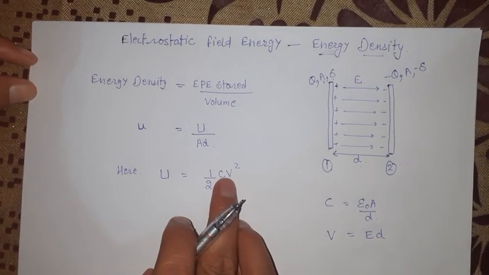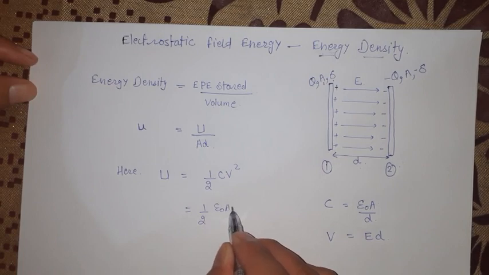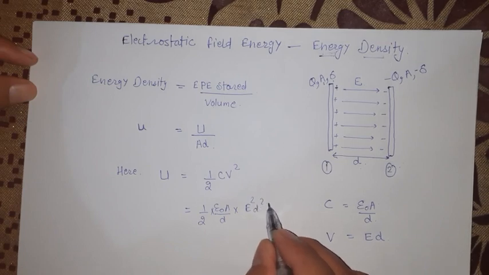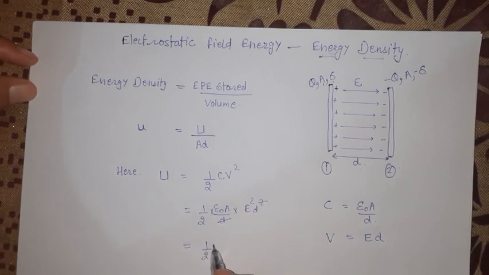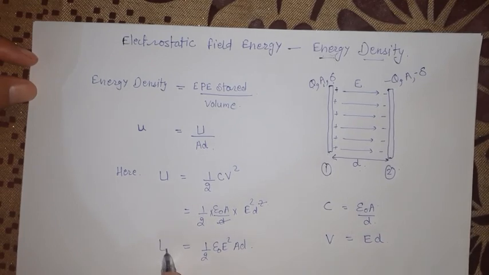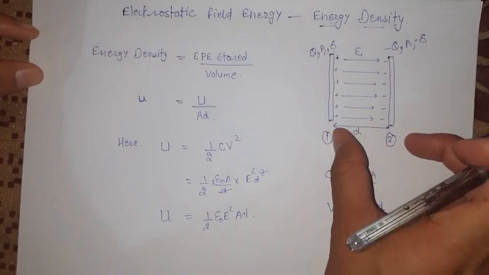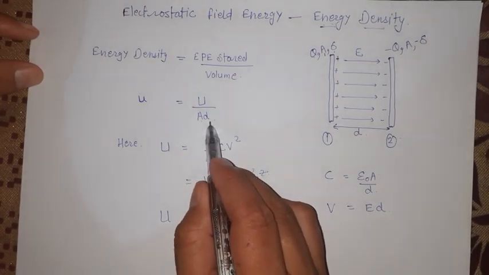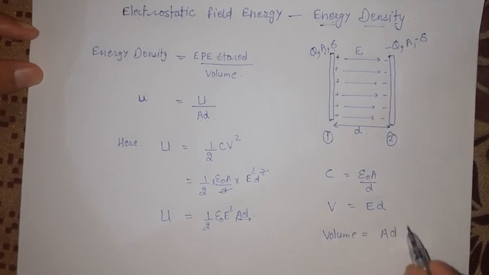Now put these values over here. Thus I will have 1 by 2 into epsilon naught A by D into V square, that is E square D square. This D and this power will cancel. So I will have over here 1 by 2 epsilon naught E square A D. This is the electrostatic potential energy of this capacitor, over the total volume. And AD, as we wrote earlier, is the volume, which is area into separation between the plates.